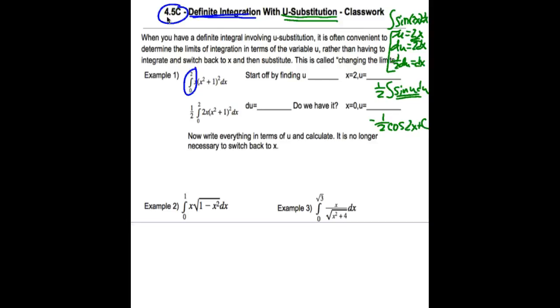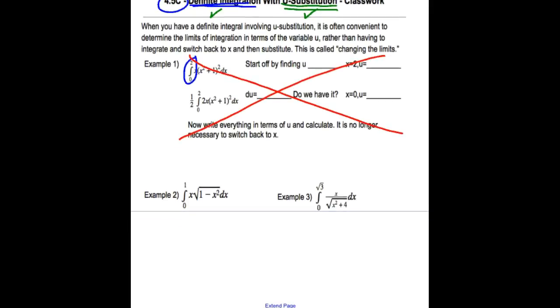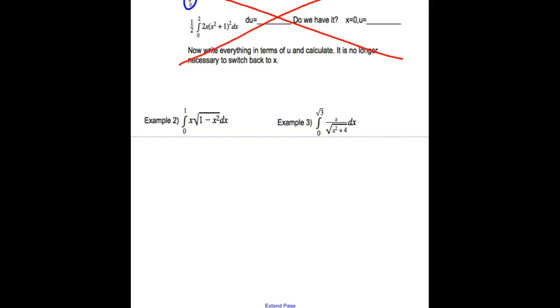So we have done definite integration and the fundamental theorem of calculus, and we've done u substitution. We just haven't combined them and done a definite integral with u substitution. We've only done them separately, so I'm going to do it a little differently than how it's explained up here. So we'll just do a couple examples.